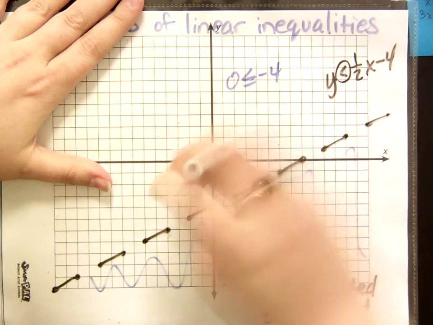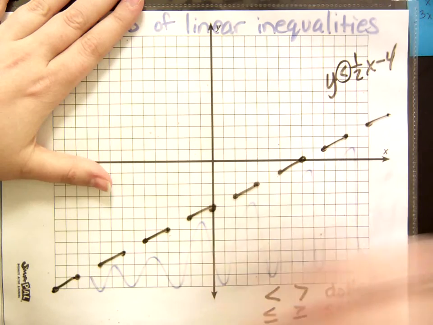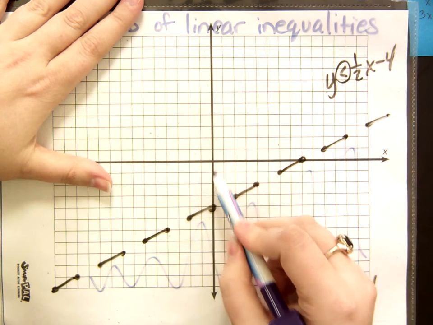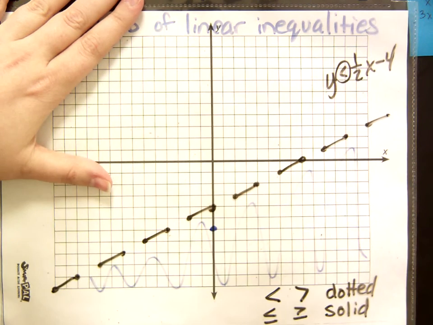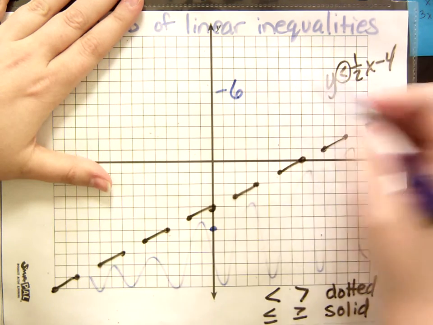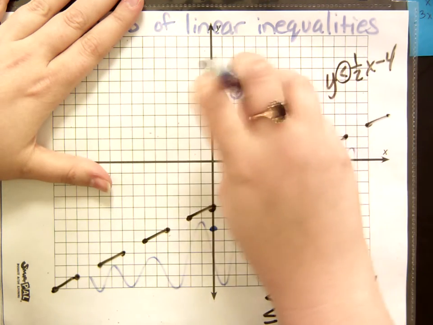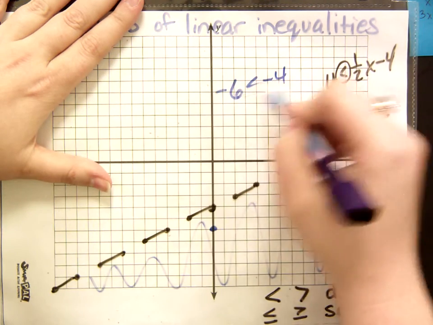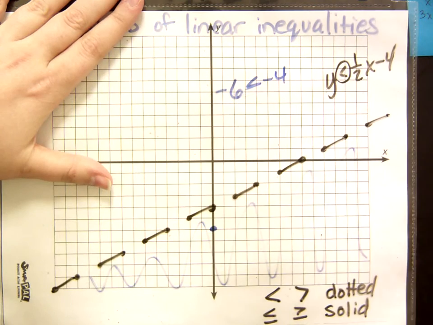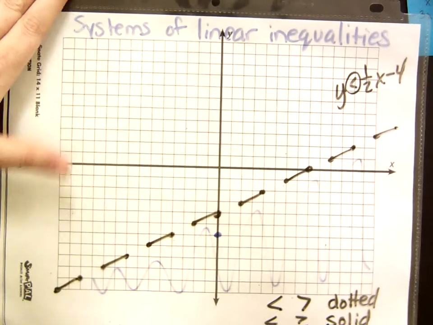If it was a true statement, like if I picked any point in this shaded area, so let's say 0, -6, if I plug in 0, -6 in here, I get -6 less than -4. Well, that's true, so that's the correct side to shade on.